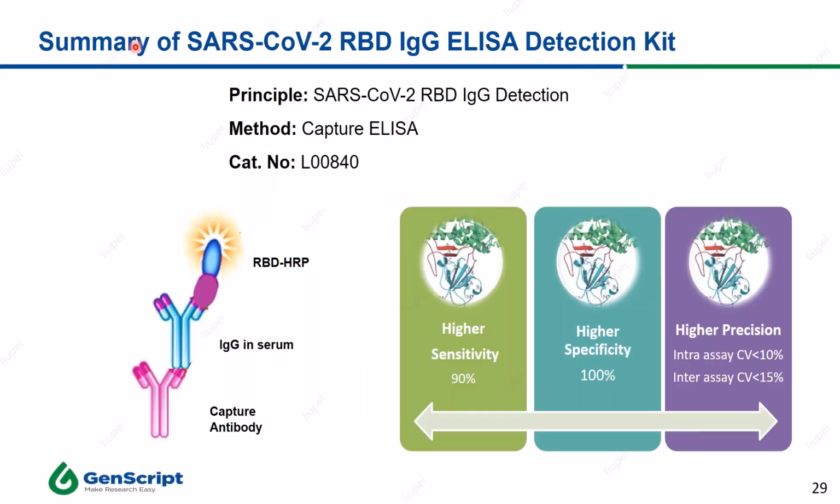So here is a summary of the SARS-CoV-2 RBD IgG ELISA detection kit. You can call it the capture ELISA. It had a good performance with a higher sensitivity. This is for clinical samples detection results. The sensitivity could be 90% and the specificity could be 100%. We also have a higher precision.